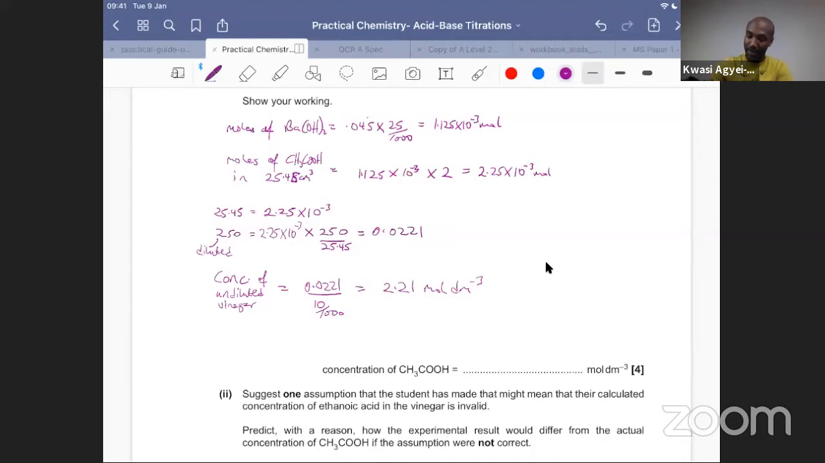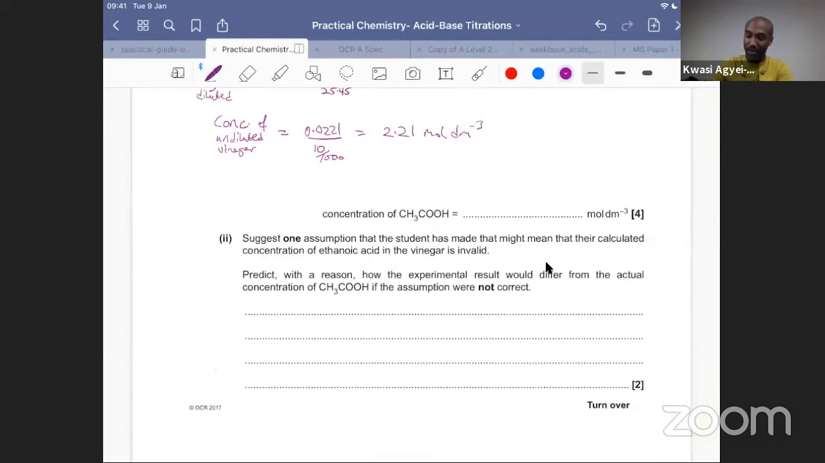Okay, so moving on to the final question. It says, suggest one assumption that the student has made that might mean that their calculated concentration of ethanoic acid in the vinegar is invalid. Now, the calculation we've just carried out would only be true if we're certain that ethanoic acid is the only acid present. Okay, so the assumption is that ethanoic acid is the only acid present.